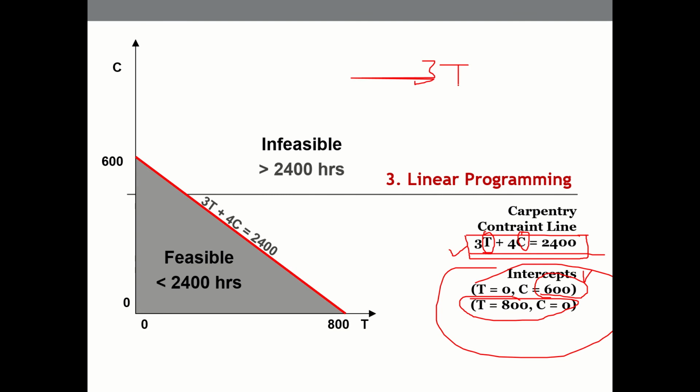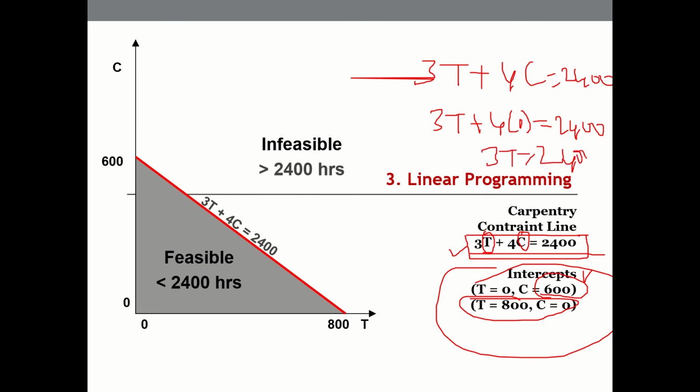Let me put it in a simple way again. In the first case, we put 0 in the place of c. So c is equal to 0, and 4c is 0. Then 3t is equal to 2,400, and t is equal to 2,400 divided by 3. So you get 800 as the intercept for table.